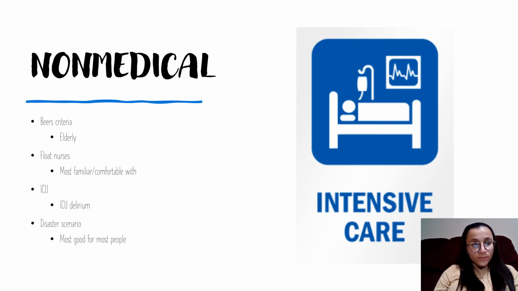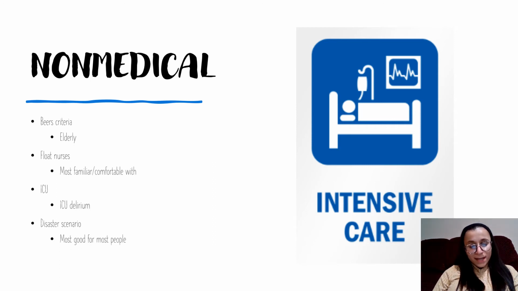Okay, ICU. What you should know about the ICU is that it's important to maintain a normal sleep cycle, because something that could happen is ICU delirium, which is basically when they get disoriented and delirious in the ICU. So you should have a plan of care and not bother them so much at night, etc.